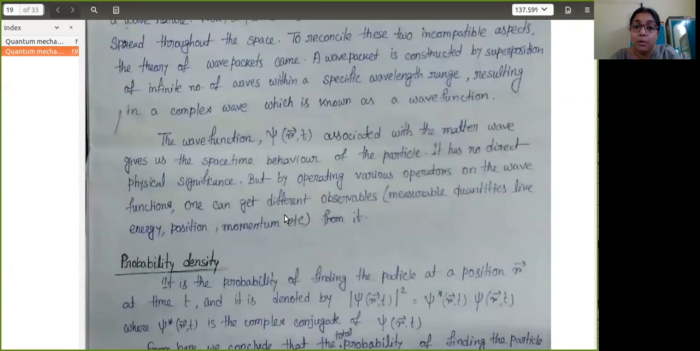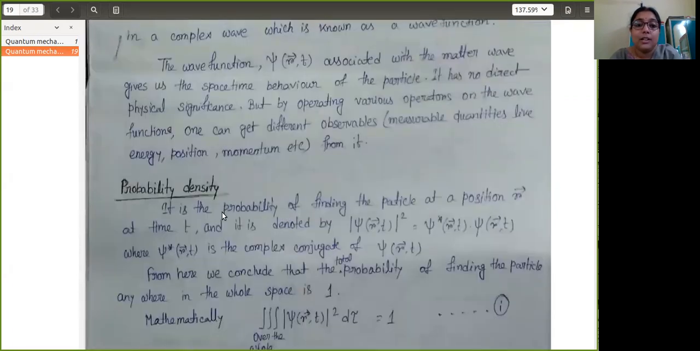First comes the probability density. The probability density of finding a particle at a position r and time t is denoted by mod psi whole square. So mod square means psi star psi. If you take the mod square of any complex quantity, it will be the complex quantity multiplied by its complex conjugate, which is why psi star psi. So psi star psi gives you the probability density of finding the particle at a position r and time t.